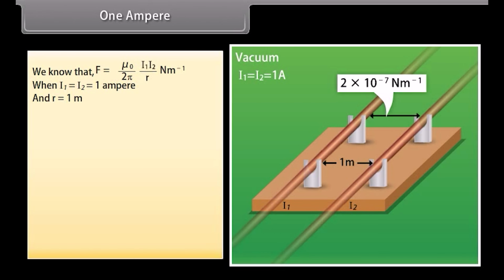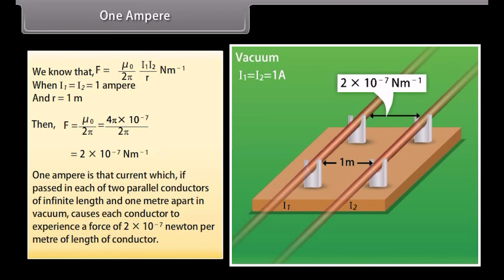We know that F is equal to mu naught upon 2 pi multiplied by I1 I2 upon r. When I1 is equal to I2 is equal to 1 ampere and r is equal to 1 meter, then the value of F is equal to 2 into 10 raised to the power minus 7 Newton per meter. Therefore, 1 ampere is that current which, if passed in each of the two parallel conductors of infinite length and 1 meter apart in vacuum, causes each conductor to experience a force of 2 into 10 raised to the power minus 7 Newton per meter of length of conductor.